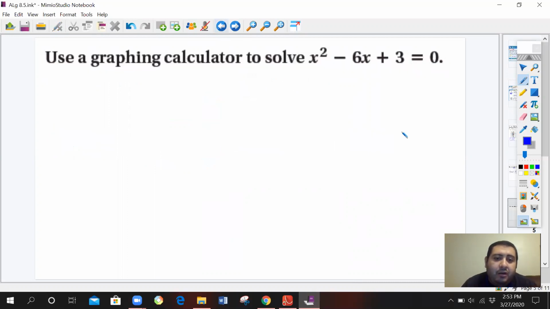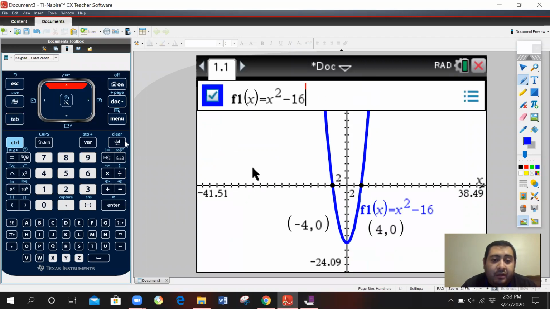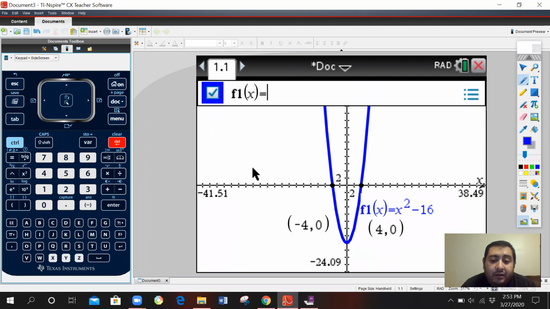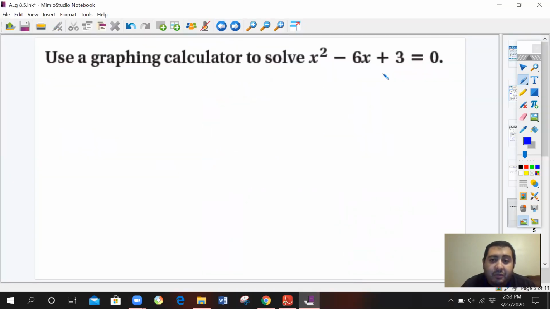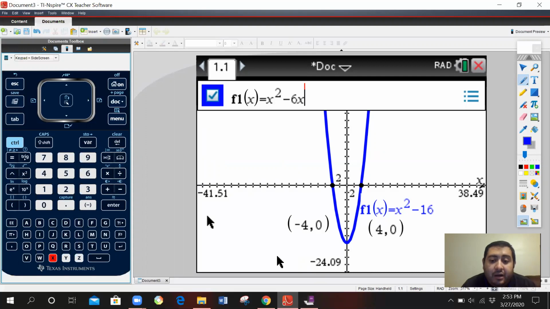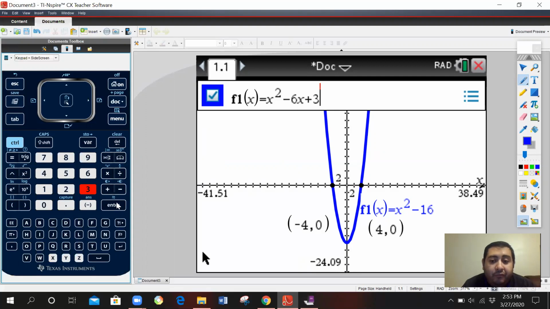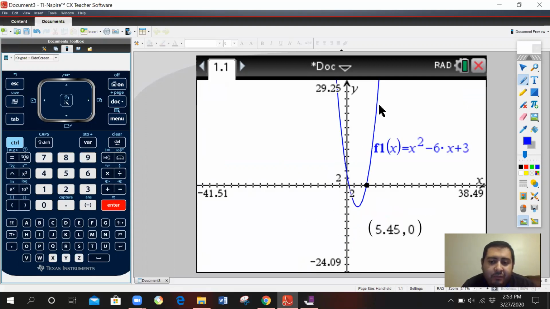On the following problem, we're going to do exactly the same thing. Okay, so let's go back to our calculator. Click tab, press up, and let's go ahead and delete this expression. Let's go ahead and graph x squared minus 6x, and then we have plus 3 as well. Enter. Notice the parabola was a little bit moved.